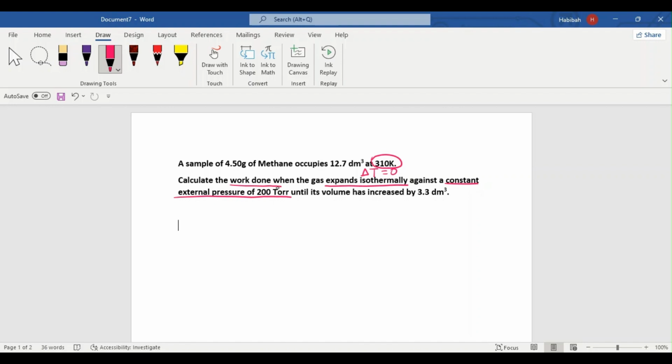One thing you have to know is that when they tell you there's an isothermal expansion, you could have a situation where it is an isothermal expansion that is reversible or that is against constant external pressure. Whichever one you're given is going to determine the formula that you would use.